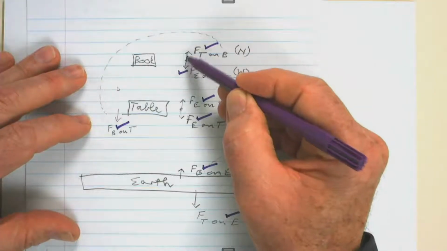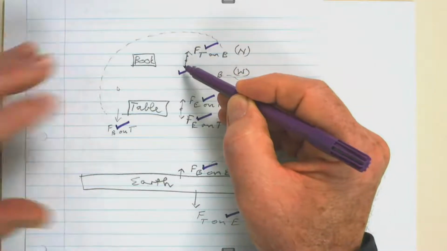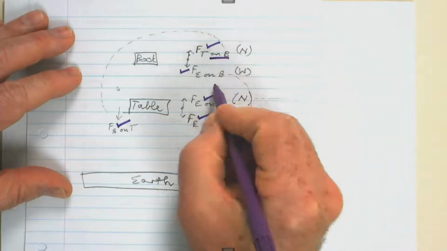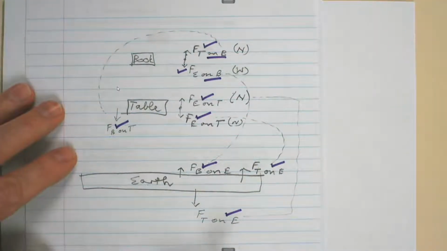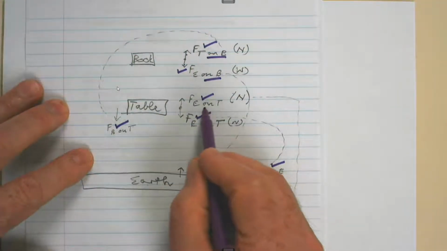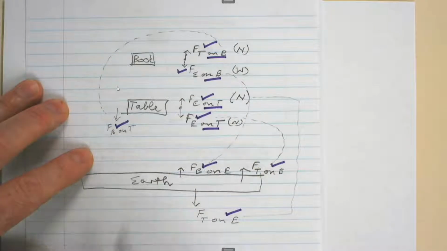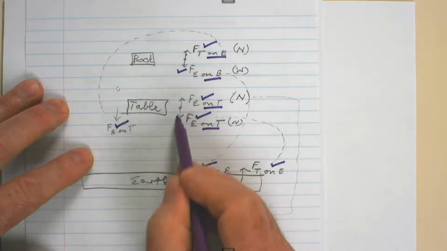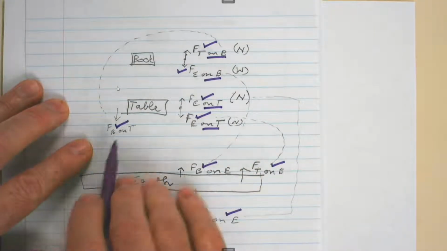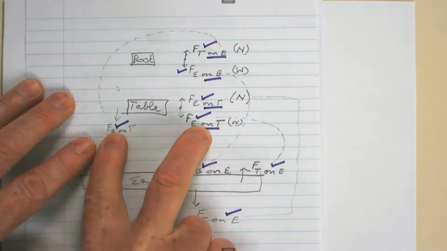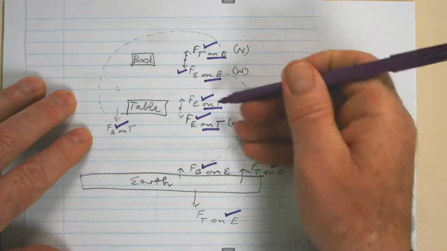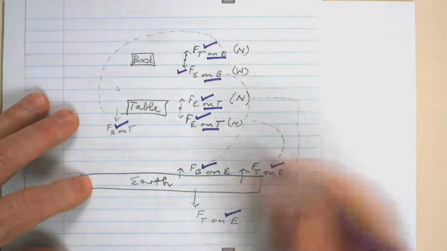But these two are not action-reaction force pairs, because both of them are exerted on the book, one by the table and one by the Earth. The same here. Both of the forces are exerted on the table. So these two are not action-reaction force pairs. In fact, there's a third one here. These two together must be equal in magnitude but opposite in direction to this one here. And then on the Earth we have the same scenario.